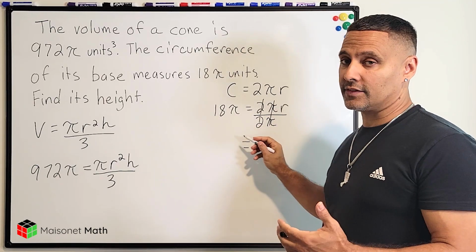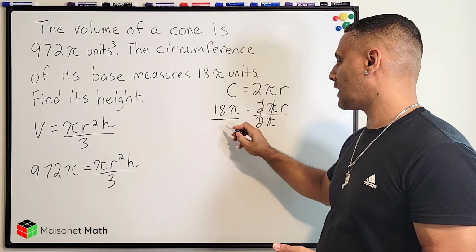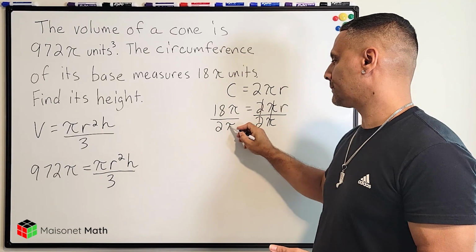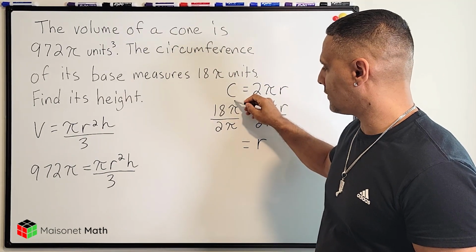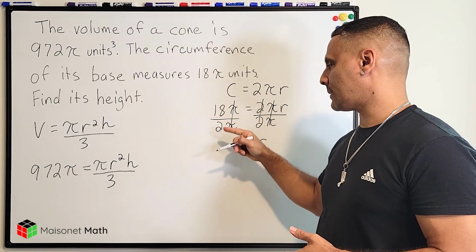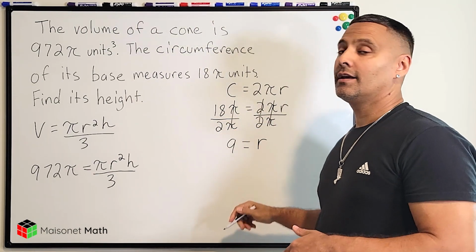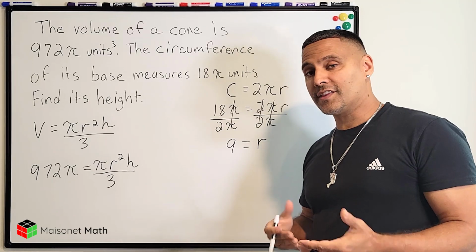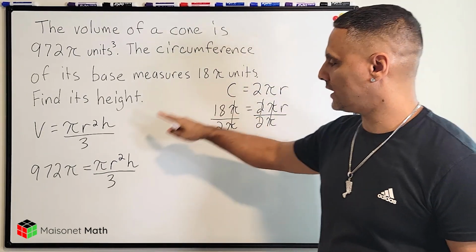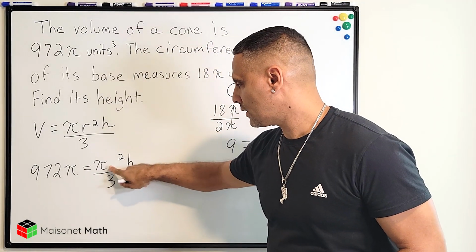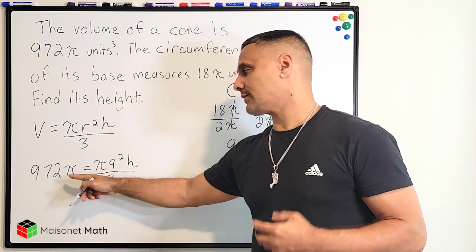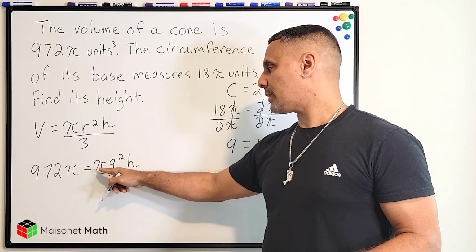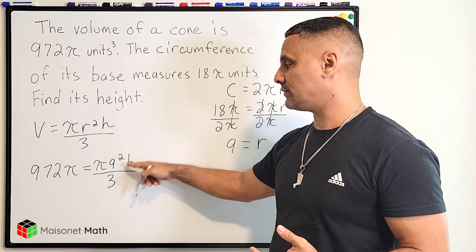Now we have to balance our equation by dividing the other side by 2 pi as well. All right, now pi cancels out on this side, and we have 18 divided by 2, which is 9. Now we know what the radius length is, so we're going to take 9 and plug it into this equation. So now we have 972 pi equal to pi times 9 squared times height divided by 3.